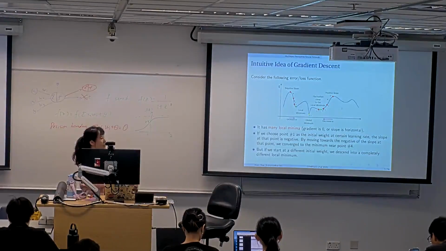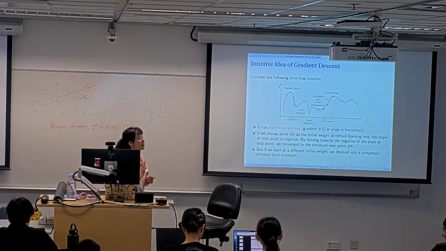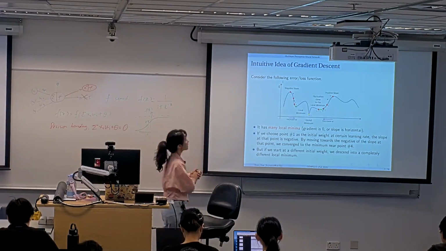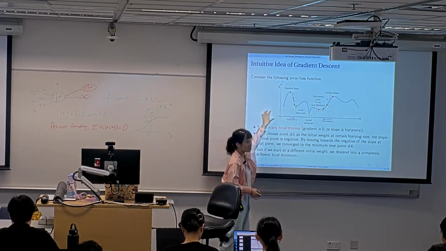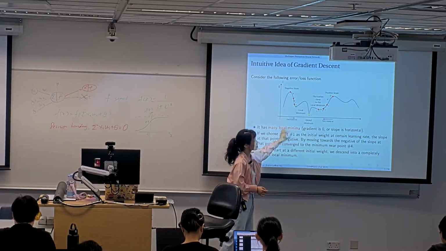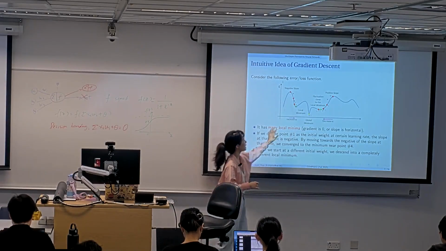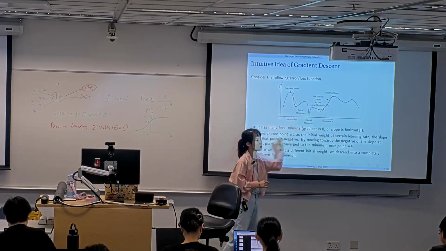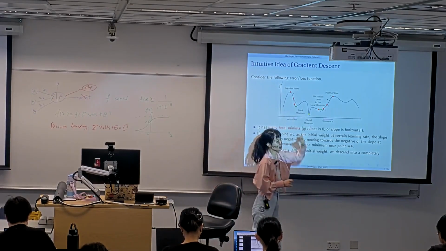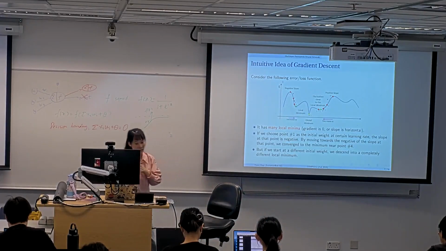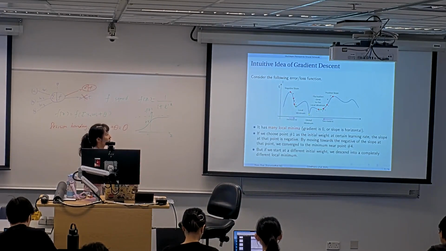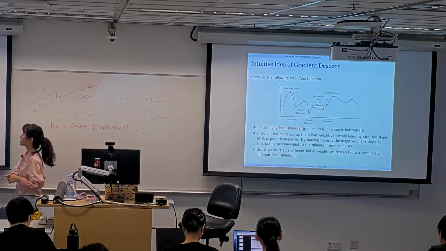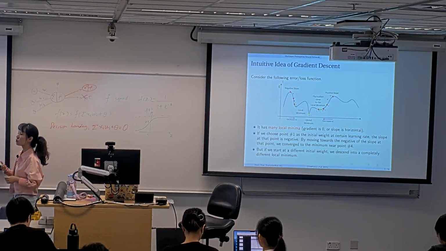Note that the horizontal axis represents some parameter w, and the vertical axis represents the error. So this shows the relationship between the error and a parameter w. For simplicity, we assume we only have this one parameter w, and the error changes according to w, and the changes look like this. If we observe this error function, we find that it has many local minima.